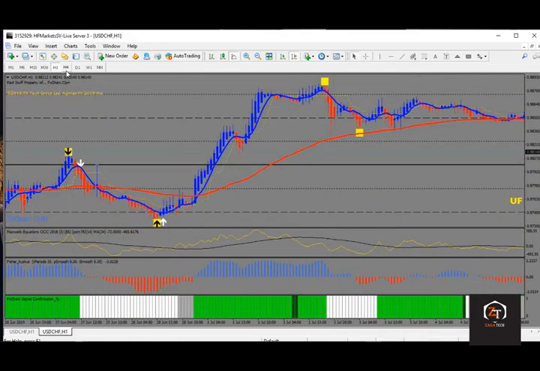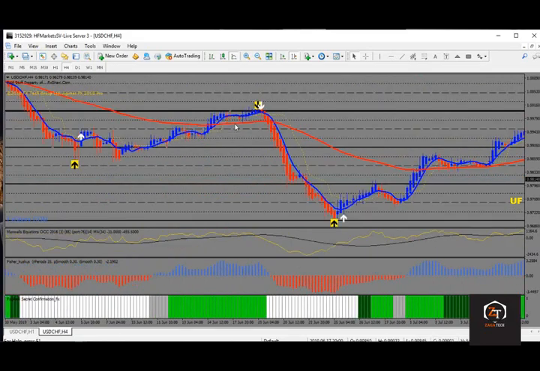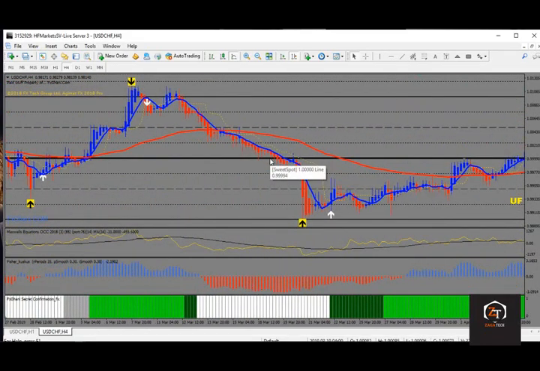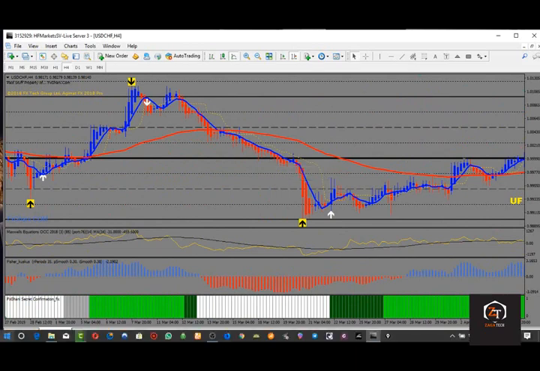Sorry guys, this is the 1 hour time frame. This is the 4 hours time frame. Switch to the 4 hours time frame. So that's how it is. The opportunity occurs every time. You can use this strategy in the 15 minutes or 30 minutes time frame, which can give you a nice result.